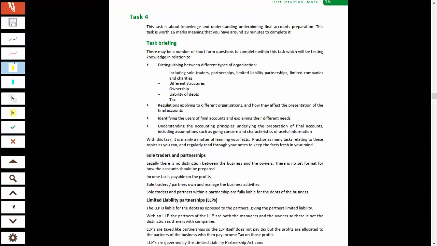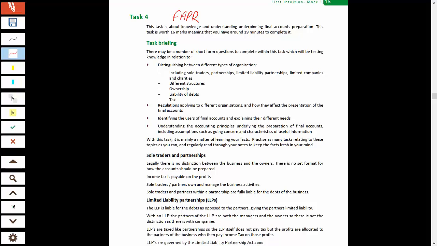Okay, so same again. Let's have a nice run through the debrief and then we're going to look at a question. So task 4, I will just write to keep it clear. This is on final accounts. We have not gone back in time. We are now on final accounts, just to make it clear for everybody. So this is about the knowledge and understanding that underpins final accounts prep. And we're told that this task is worth 16 marks.